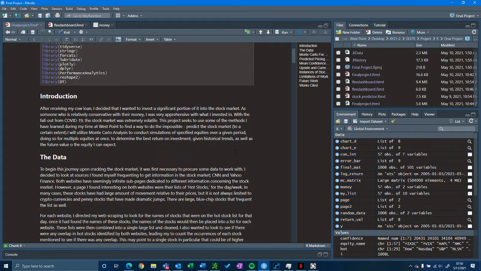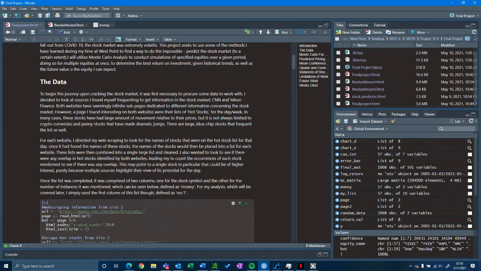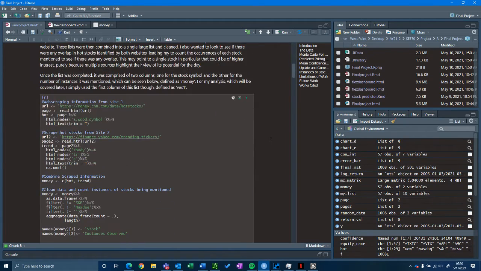So the first thing I needed to get was some data to work with. What I decided to do was I web scraped some data from websites that I frequent, trying to gain some insight on stocks. These two websites were the CNN Hot Stocks list and Yahoo Finance trending ticker. Both these websites obviously have different components. However, when you're looking at the market, for people trying to make quick money like myself, looking at these hot stocks is definitely a point of interest for each day.